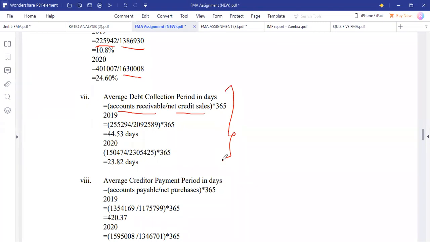What does the creditors payment period in days connote? What does it tell us? Why is it important? What is the creditors payment period used for? I mentioned this. What is the essence of the creditors?